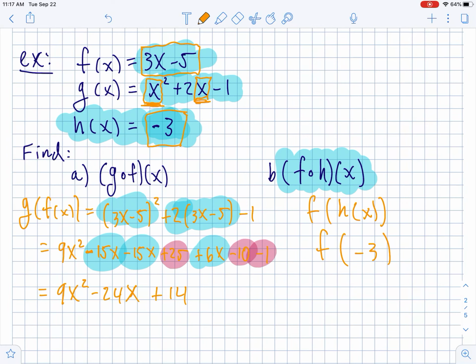So in that case, all you do is feed negative 3 into the input of the f function. So we get, well, these are all equal, 3 times negative 3 minus 5. So we get negative 9 minus 5, which is negative 14. And boom, that one is done.